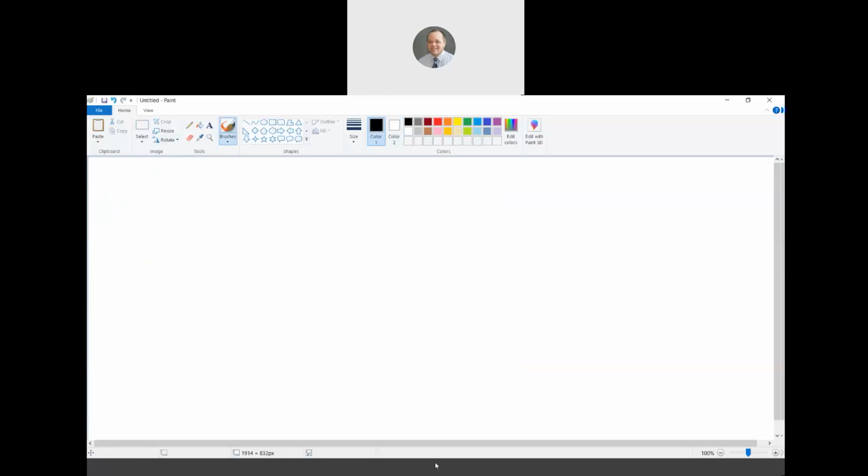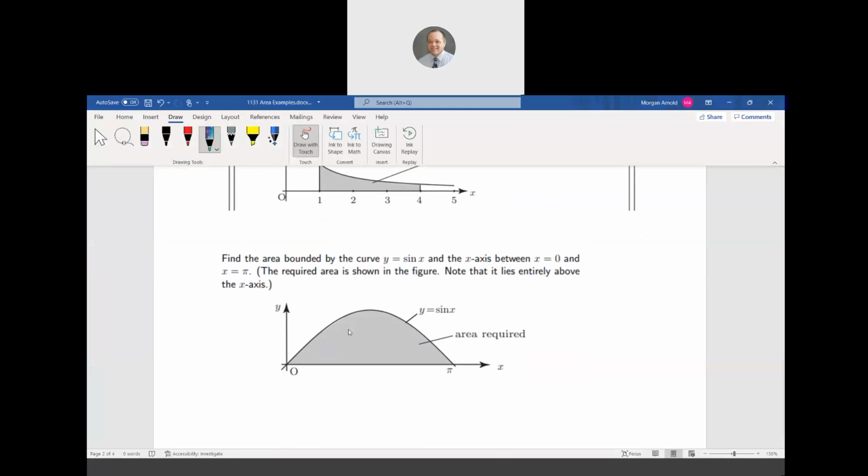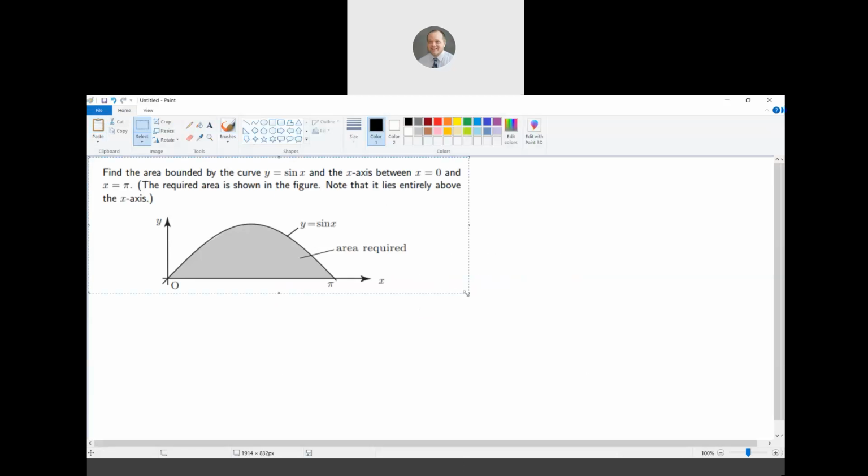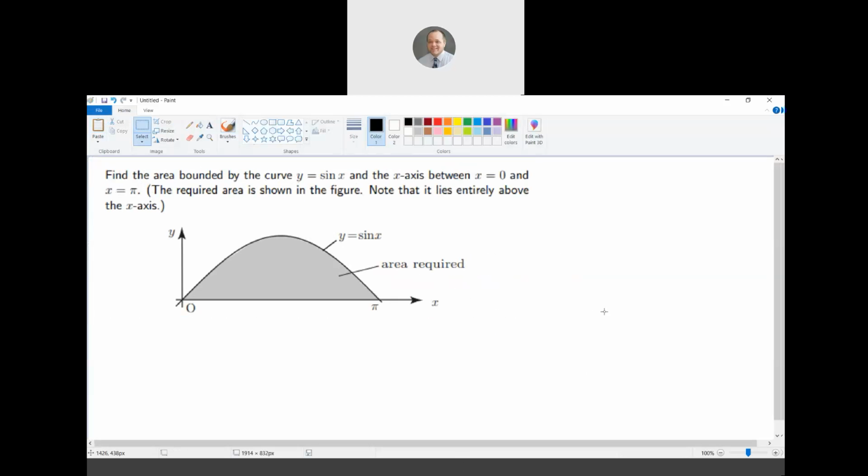All right, let's look at the next problem. Next problem is a trig function. Find the area bounded by the curve y equal to sine x and the x-axis between x equal to 0 and x equal to pi. The required area is shown in the figure. Note that it lies entirely above the x-axis.